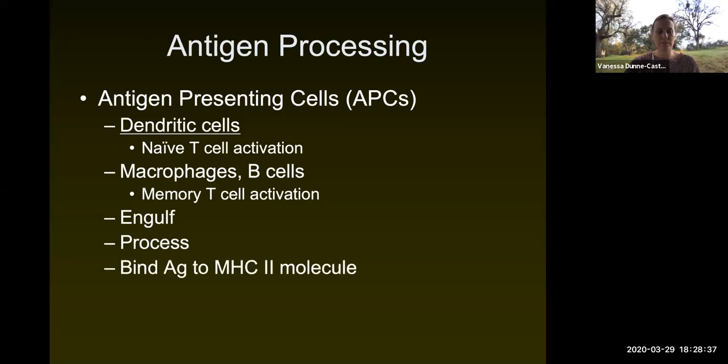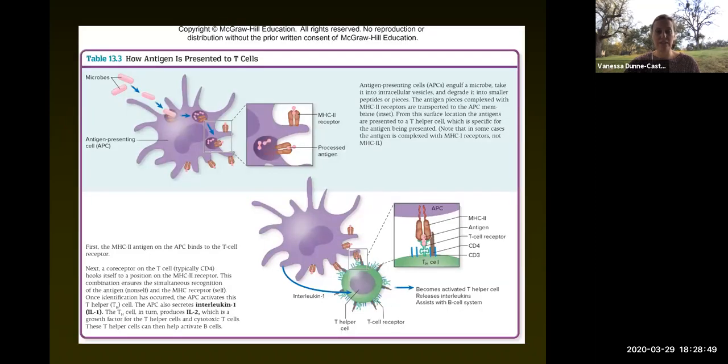These guys, of course, we know are phagocytic cells, so they engulf and digest as phagocytes. They process those antigens and then they bind antigens to that MHC class 2 molecule and present it on the surface. This shows you this whole concept of a dendritic cell phagocytosing some foreign molecule, breaking it apart, taking those antigens and presenting them onto MHC class 2.